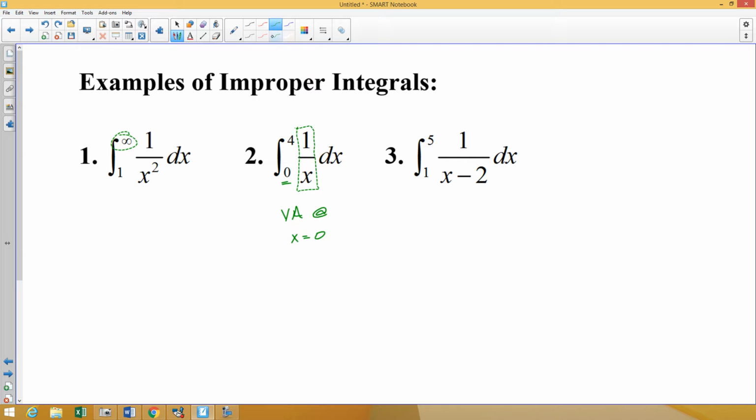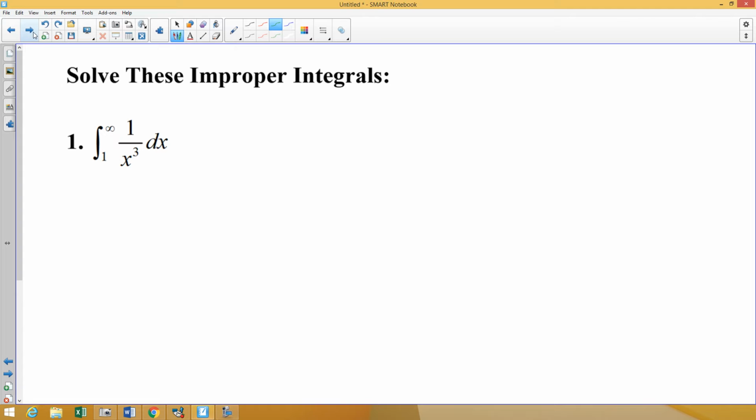The function 1 over x minus 2, if you were to graph that, you would see a vertical asymptote at x equals 2. So we have a vertical asymptote at x equals 2. And again, that vertical asymptote is between the two limits of integration. Therefore, both of these are improper integrals, even though they do look like a normal antiderivative that you would solve using regular integration techniques.